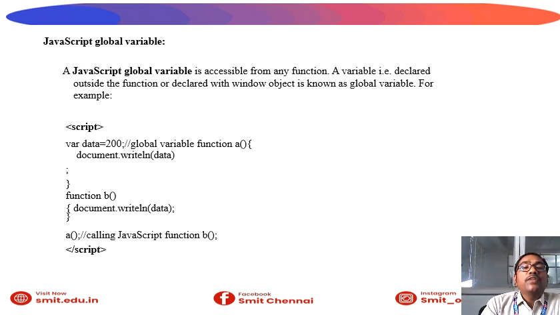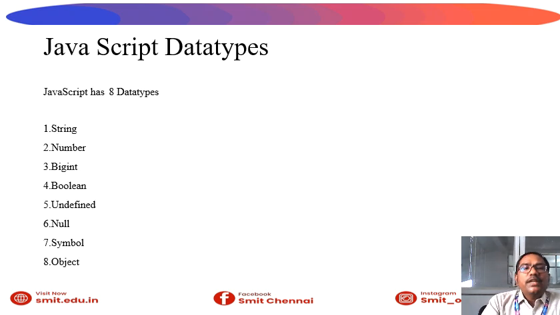Next is a global variable. It can be accessed from any function. As it is declared globally, it can be accessed from any part of the program. So you can see here under the script tag, we have declared the variable data which is equal to 200, and that can be used in any part of the program because it is declared outside the function or the block.